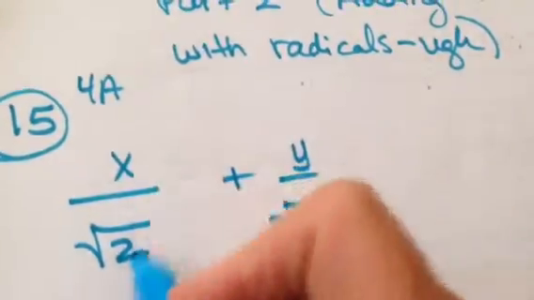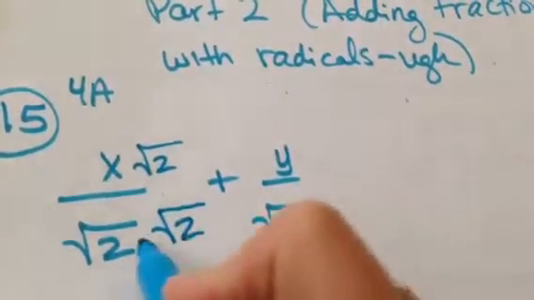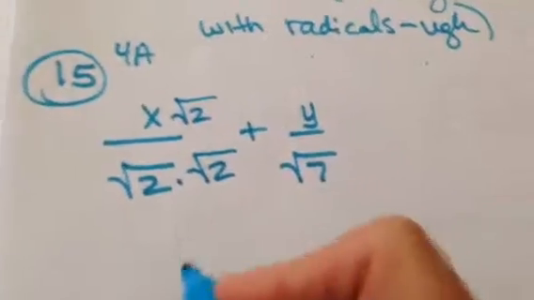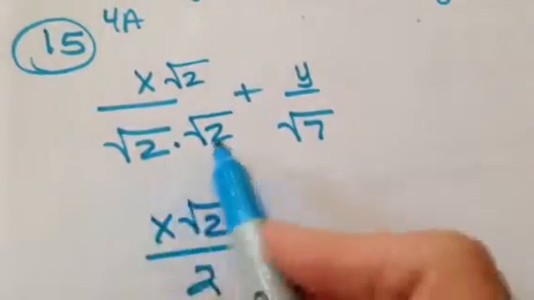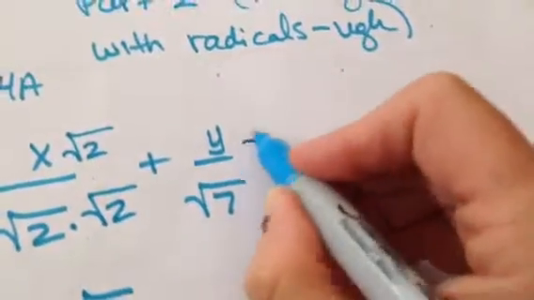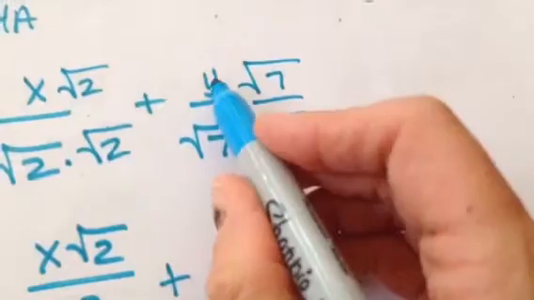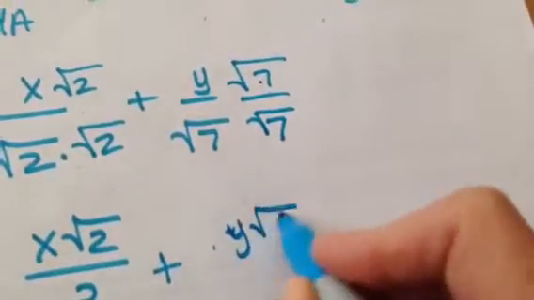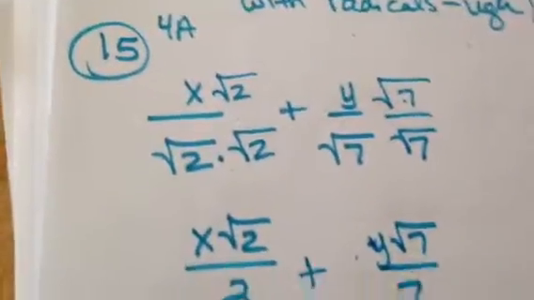So this one has a square root of 2 in the denominator, so I'm going to multiply it by the square root of 2 over the square root of 2. Notice what I have: x square root of 2 over 2. Remember, this gives you the square root of 4, which is 2. This one has a square root of 7 in the denominator, so I'm going to multiply by the square root of 7 over the square root of 7. So that's going to give me y square roots of 7 over 7.